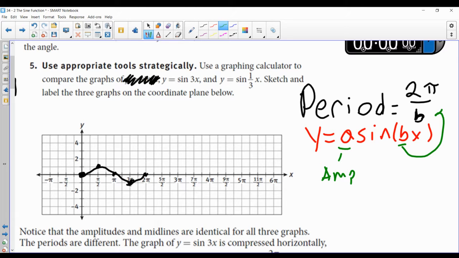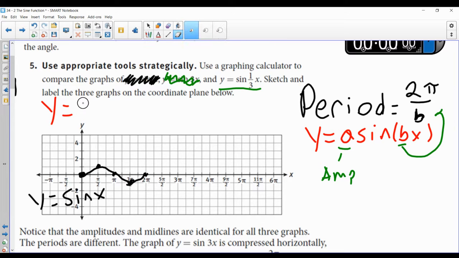So if we were to look at this problem, let's just cross this one out and only worry about the one. Let's look at y equals sine 1/3 of x. Below here, I have in black the original equation, which is just y equals the sine of x. We want to see what happens when I put that 1/3 in the middle there. So we're going to graph out y equals sine 1/3 of x.